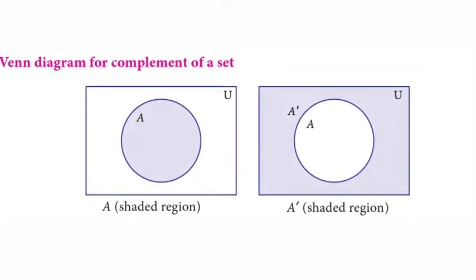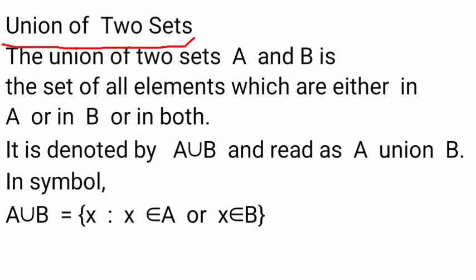Venn diagram for complement of a set. The box is the universal set. The circle is set A. A is the shaded region. What is A dash? Except A. So does not belong to A, belongs to U. Therefore A dash is the second shaded region. Can you understand? Does not belong to A, except A, that is called A dash. Simple.